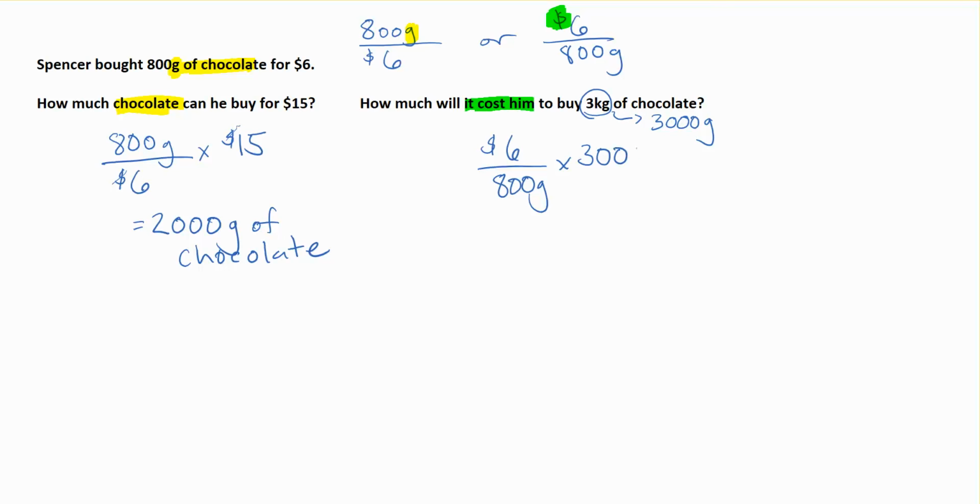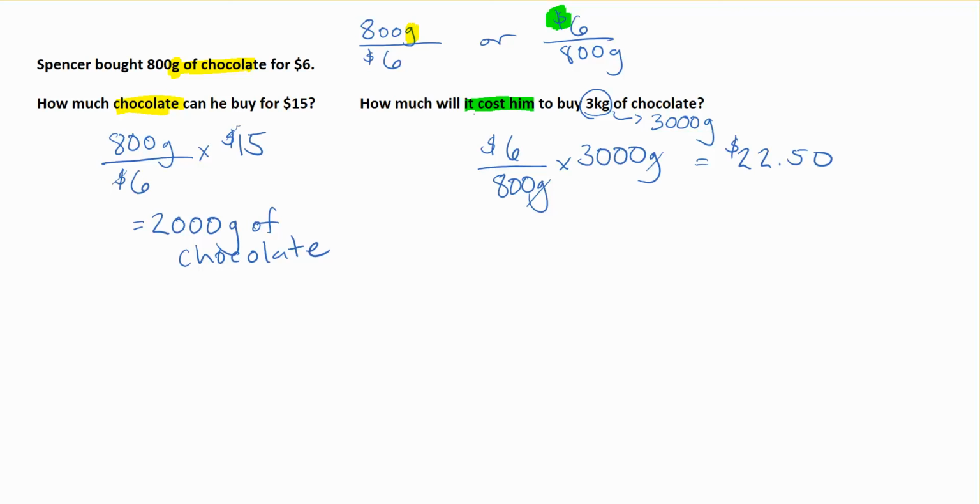So the reason I'm doing that is because if I'm going to cancel my units, if I'm going to think about them dividing away from each other, I need to make sure they're in the same unit. So here grams will cancel with grams, and I'm going to be left with 6 times 3,000 divided by 800. And you're going to get $22.50. So it'll cost him $22.50 to buy 3,000 grams.